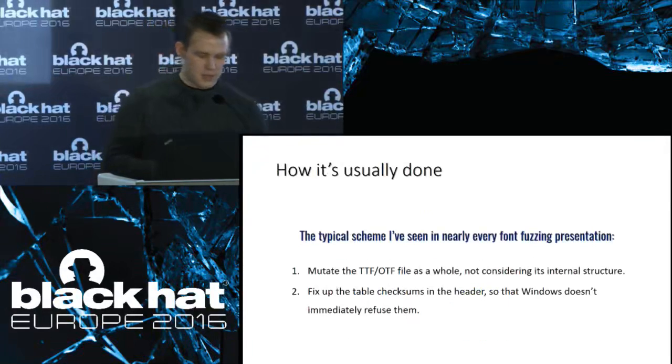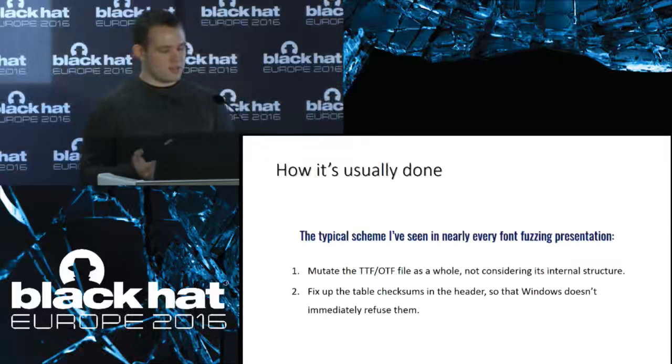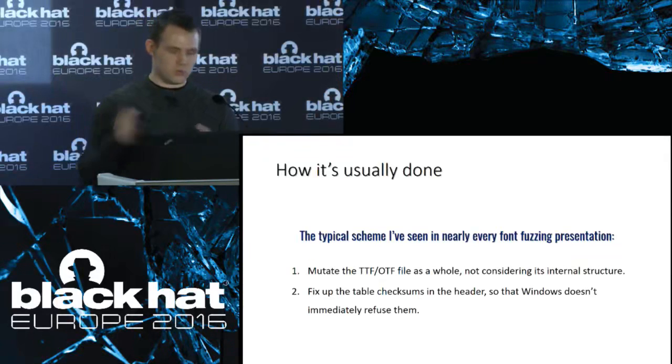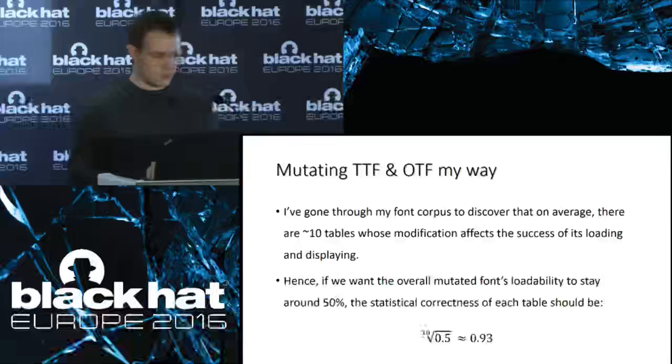So the typical scheme I've seen in nearly every font fuzzing presentation would be that we just take the whole font and flip some bits in the whole file, and then we would just fix up the table checksums in the header so that Windows would actually accept it.